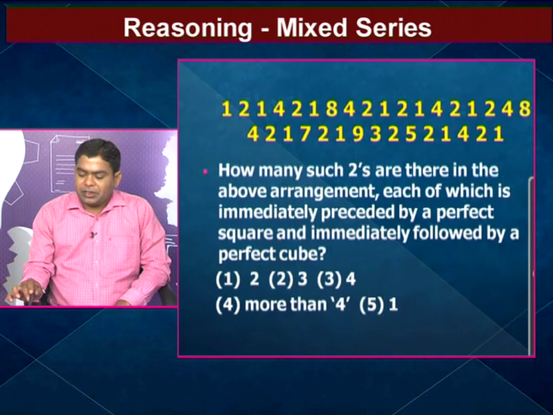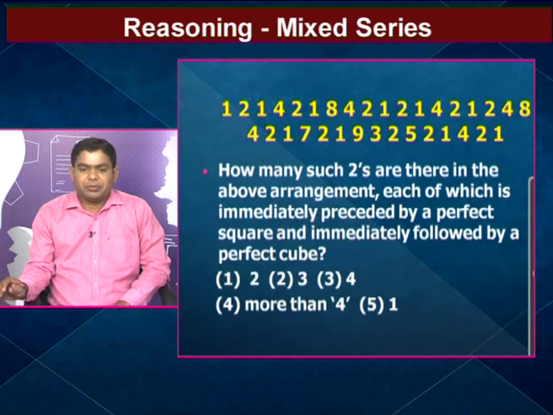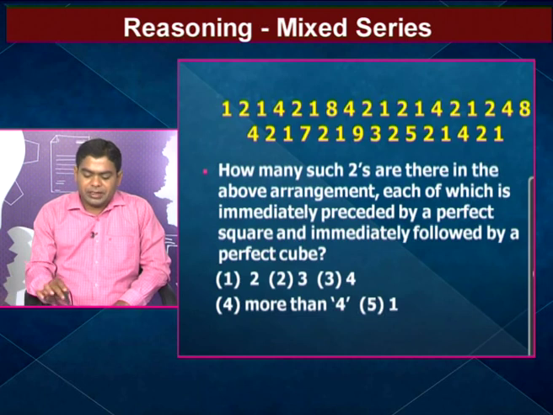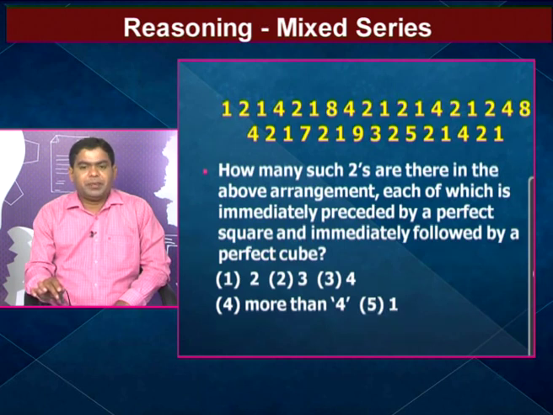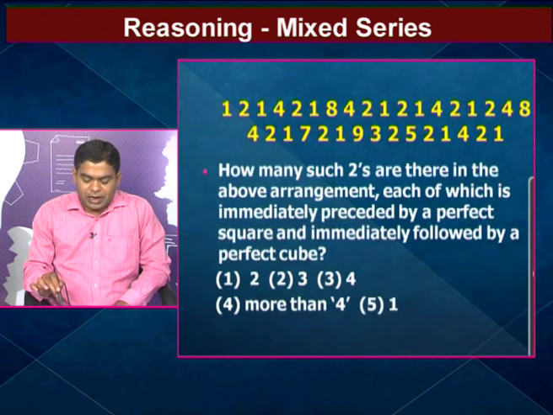After that we go to the next 2. It is preceded by a perfect square and followed by a perfect cube, so this 2 also satisfies the given condition. After that we go to the next 2. It is preceded by a perfect square but it is not followed by a perfect cube, so it is not counted. Next is a 2 preceded by 4, which is also a perfect square, and followed by a perfect cube. That's why we count this 2, so another 2 is there.